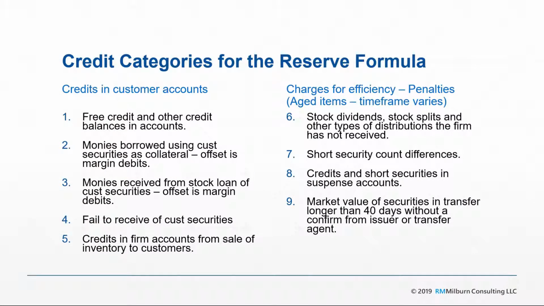We've discussed this in previous webcasts. Again, here are credits in customer accounts 1 through 5. That's cash we've received on behalf of customers, or in some instances, it's when we use customer property as collateral and we've received cash on their behalf. Lines 6, 7, 8, and 9 are charges for inefficiency. They're generally aged items that you'll find in suspense accounts.